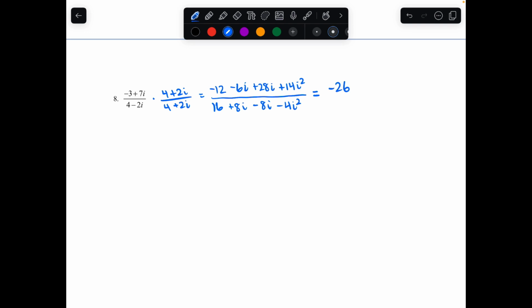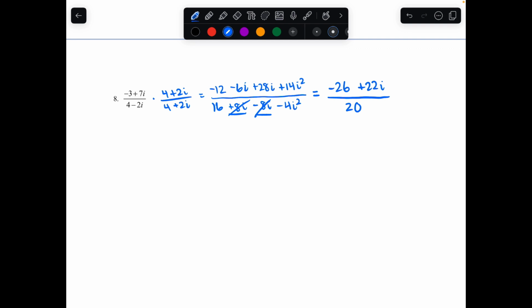Then we have negative 6i plus 28i. So that's going to be positive 22i divided by 16 minus 4 times negative 1. Well, minus 4 times negative 1 is going to be positive 4. So 16 plus 4 is going to be 20. But we also see that this positive 8i and minus 8i are going to cancel each other out. So we have no imaginary part in the denominator.